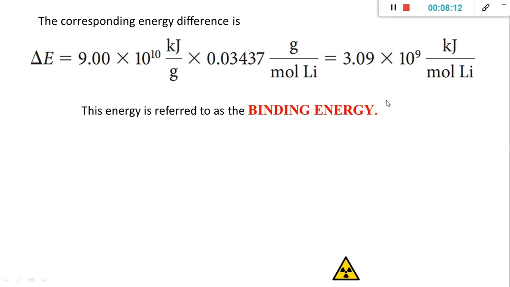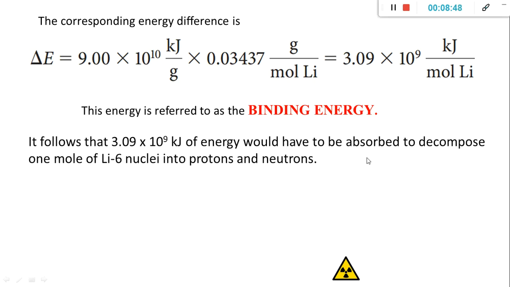So from that, we can calculate the amount of energy needed to form that particular nucleus. From this equation, we have delta E equals 9.00 times 10 raised to 10 kilojoule per gram, multiplied by the mass defect, or delta M. We have 3.09 times 10 raised to 9 kilojoule per mole lithium. And this energy is actually referred to as the binding energy.